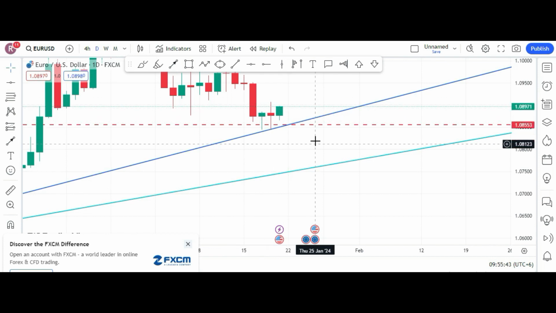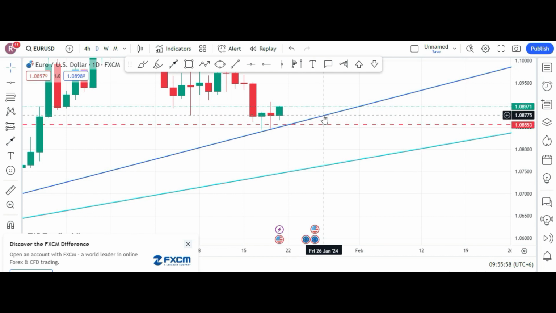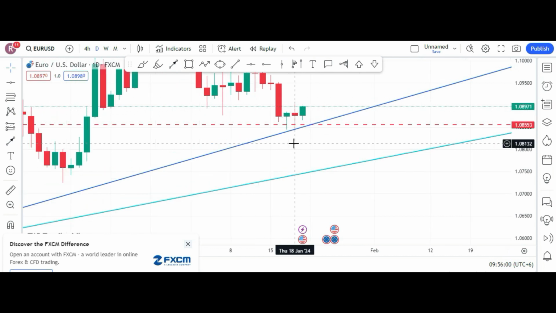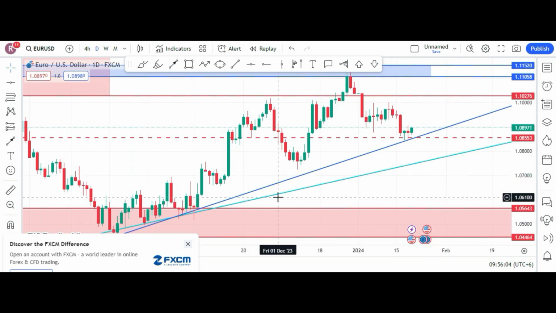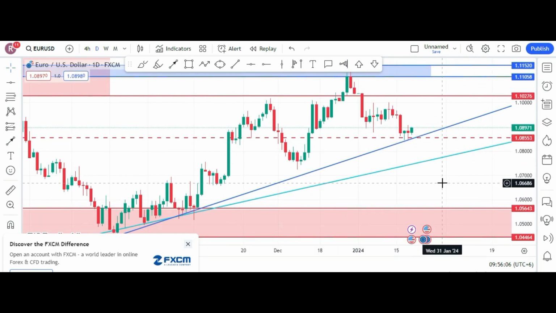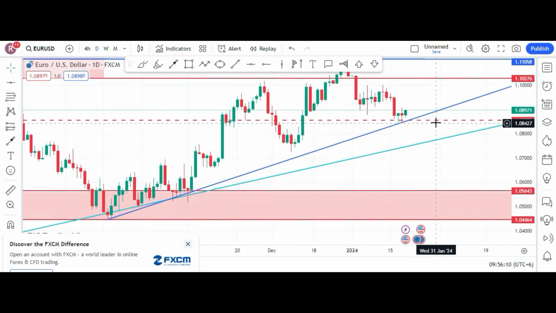So this is another issue, and the reason it is like this is because this is the trend line and this is the 50% mark of the monthly. So two zones are supporting this area. That's why it is very difficult to break here. Can you see? One is the daily trend line, and second is the monthly 50%. Two zones are supporting this area.